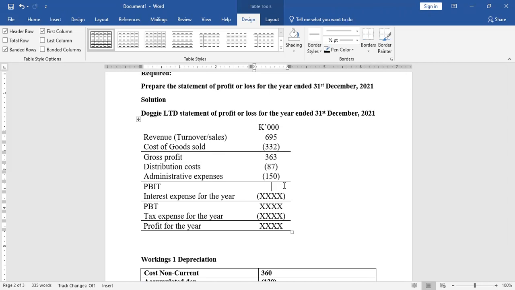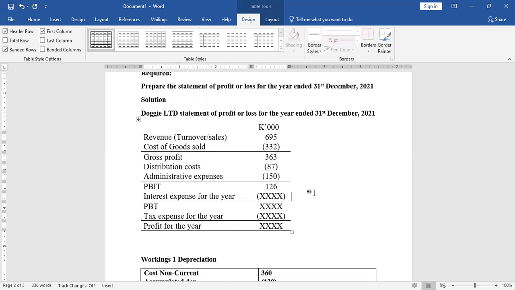363, which is the gross profit. I'm starting from here, gross profit, to remove those things to have profit before interest and tax. So 363 minus 87 minus 150. I have 126 as my profit before interest and tax.